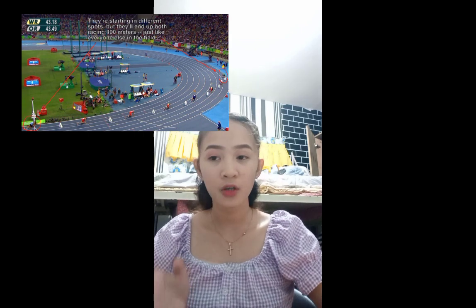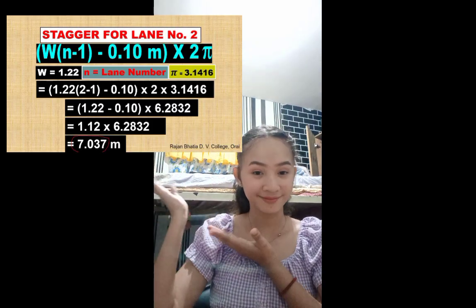So for now, let's talk about what the stagger is in athletics. In most running events, most of the athletes don't start on the same starting line. The starting points of the outer athletes are staggered while running in a curve, so that no athlete is at an advantage or disadvantage while running in a different lane. Stagger for different lanes is calculated through this kind of formula.